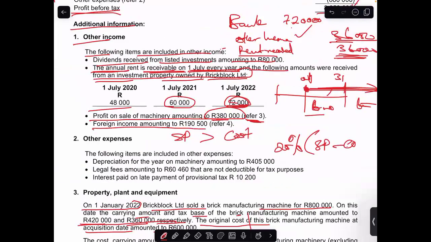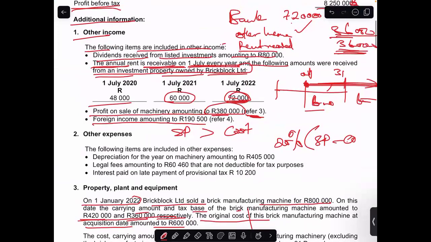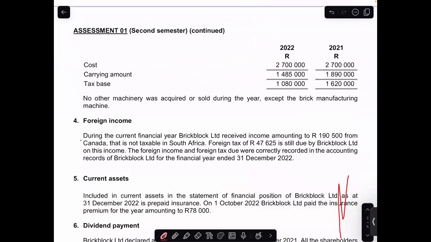Foreign income amounting to 190,500. What did we say about foreign income? They said refer to note number 4. It is exempt. But you have to be sure that there is a double tax agreement, or that the foreign income paid foreign tax in another country. Because if it paid tax in its original country, taxing it again in South Africa is going to be double tax. So that's why it's exempt. It can also be that there's a double tax agreement.